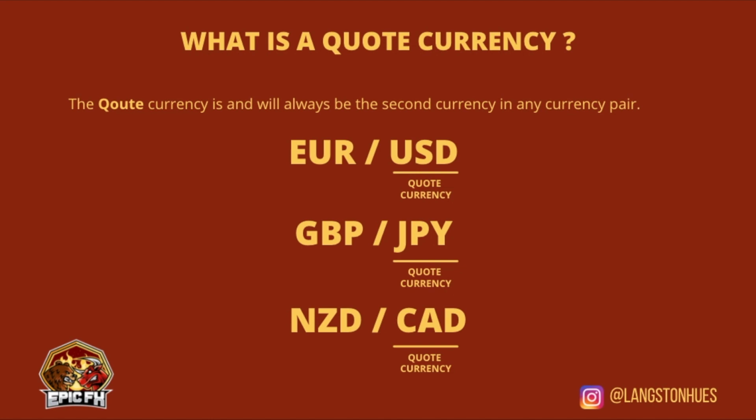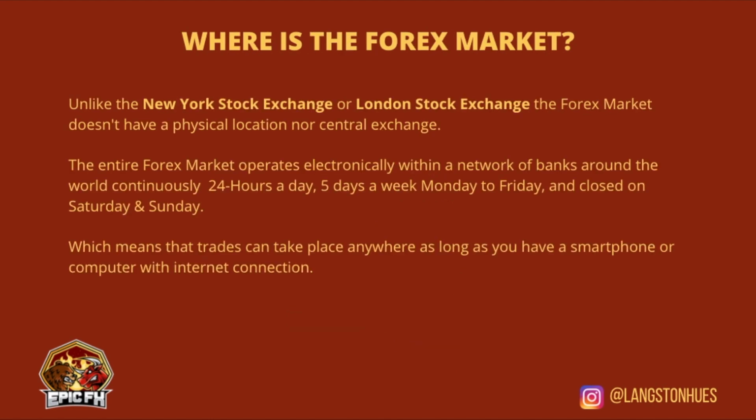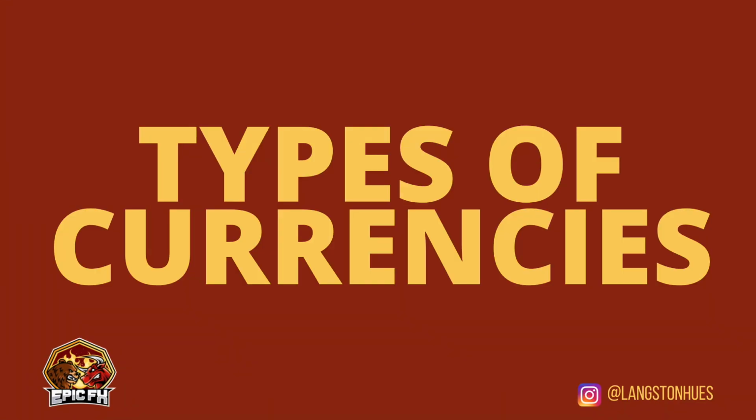Where is the Forex market located, and when can I take trades? Unlike the New York Stock Exchange or the London Stock Exchange, the Forex market doesn't have a physical location nor central exchange. The entire Forex market operates electronically within a network of banks around the world continuously 24 hours a day, 5 days a week, Monday to Friday, and closed on Saturdays and Sundays, which means that trades can take place anywhere as long as you have a smartphone or computer with internet connection.